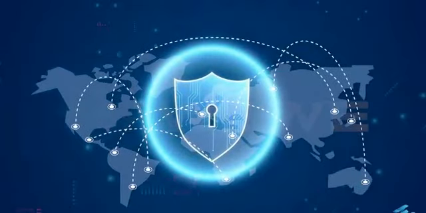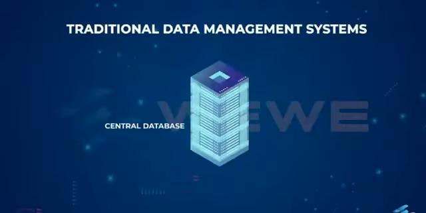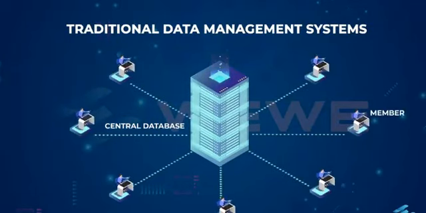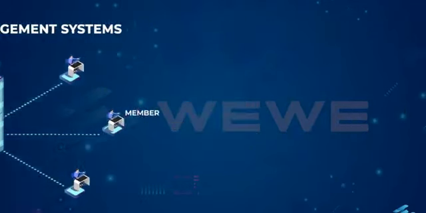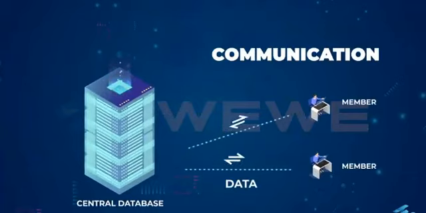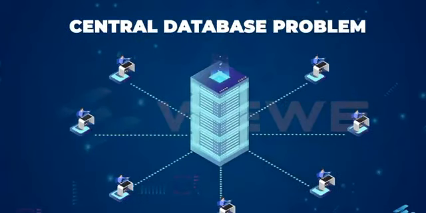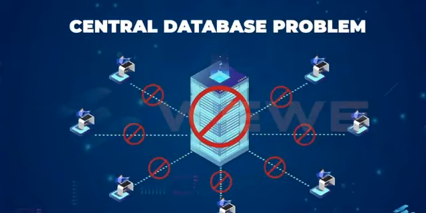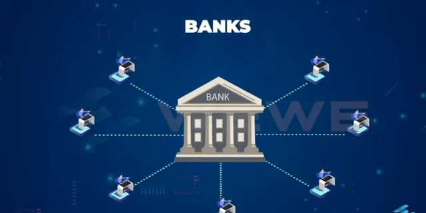There is another way a blockchain guarantees transactions as uneditable, and it is thanks to its distribution. With traditional data management systems, data is stored on one single central database that communicates with all members of the network. Communication between members of the network always pass through the main database that stores everything. The problem is that if the main database collapses, communication between members gets interrupted. Banks are an example of a centralized network.